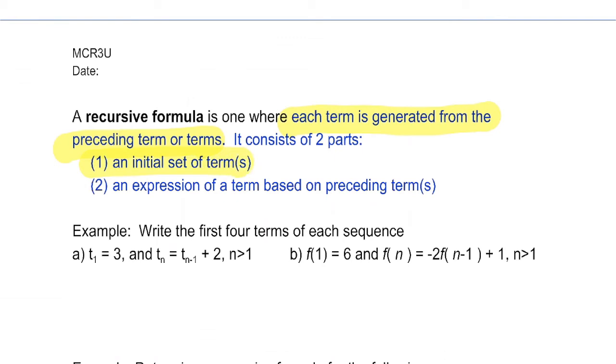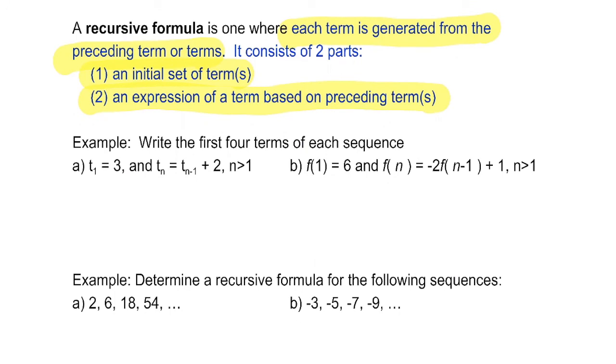The second is you have an expression of a term that's based on the preceding term or terms. So it could be just one term, it could be two terms. It doesn't necessarily have to be the term right before it. It could be the second term before it, but it's based on something that has happened before, and that's sort of how you define it. Okay. Sometimes the best way to see and understand recursion is actually looking at an example.